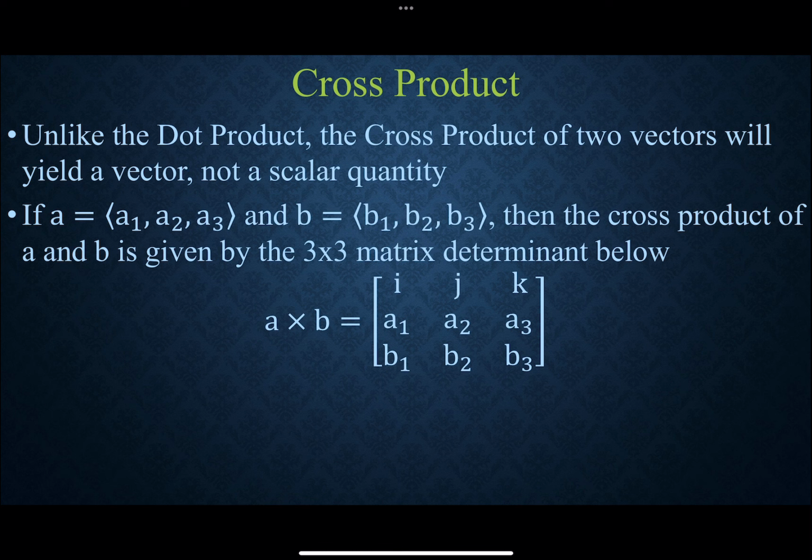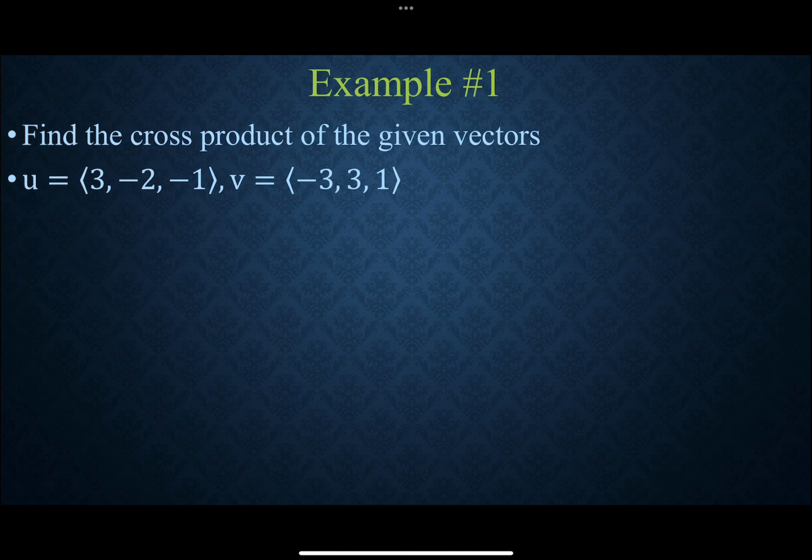The top row of your 3 by 3 will be I, J, and K. The middle row is the components of A, so A1, A2, A3. The components of B go in the last row, B1, B2, B3. We had only talked about using the calculator for a 3 by 3 determinant, so I'm going to show you one way of finding a 3 by 3 determinant by hand. We can't fill in I, J, and K into our calculator and have it give us a meaningful answer.